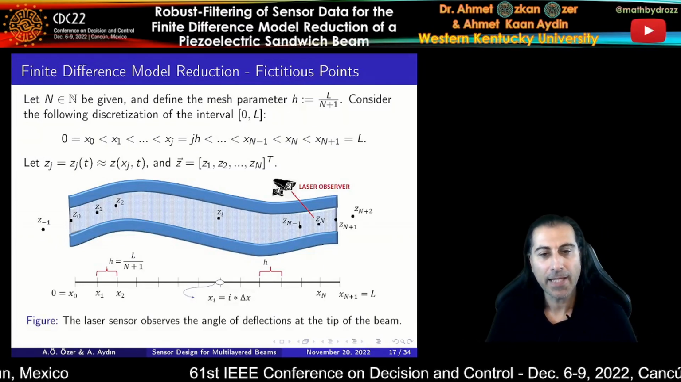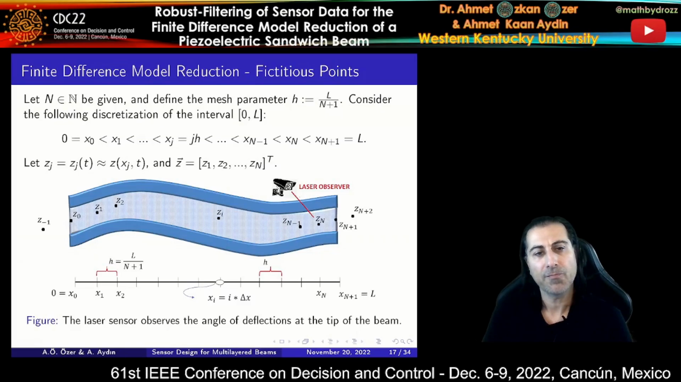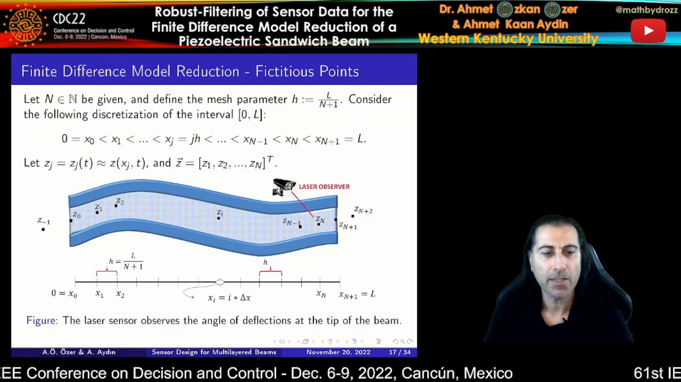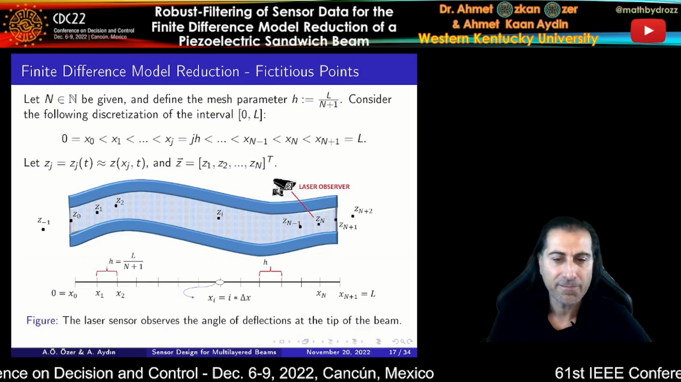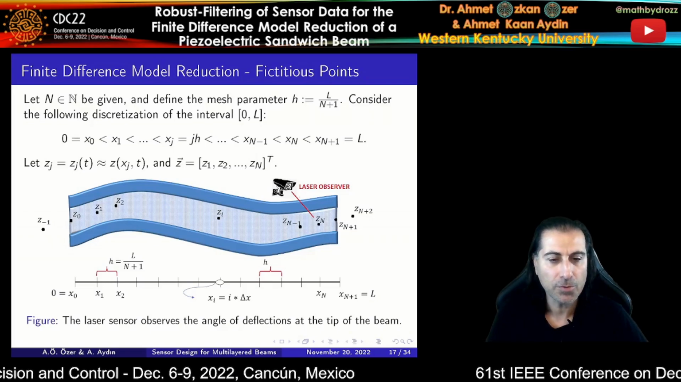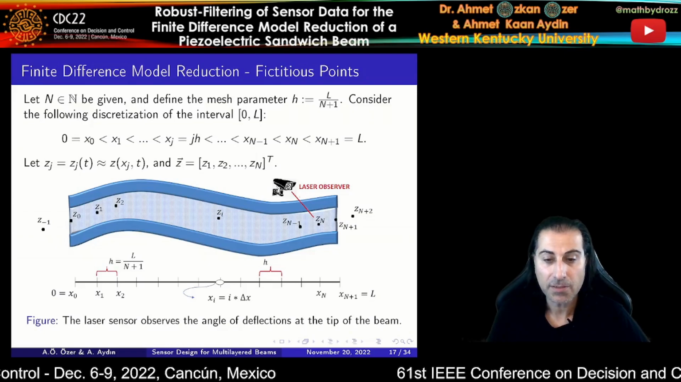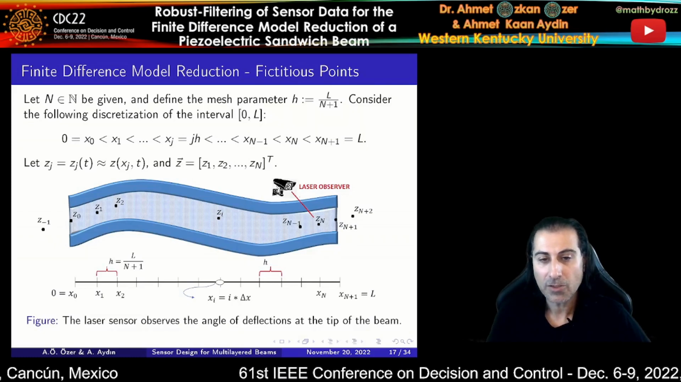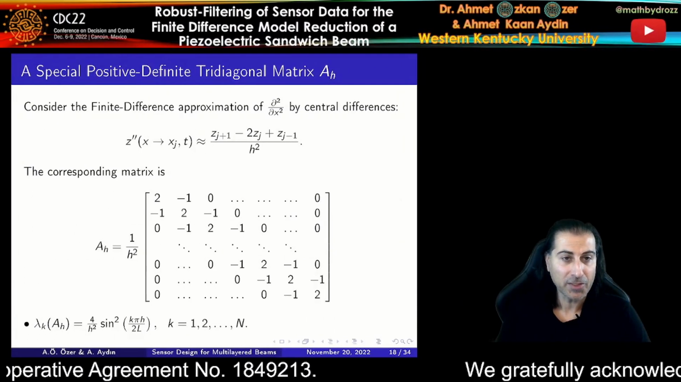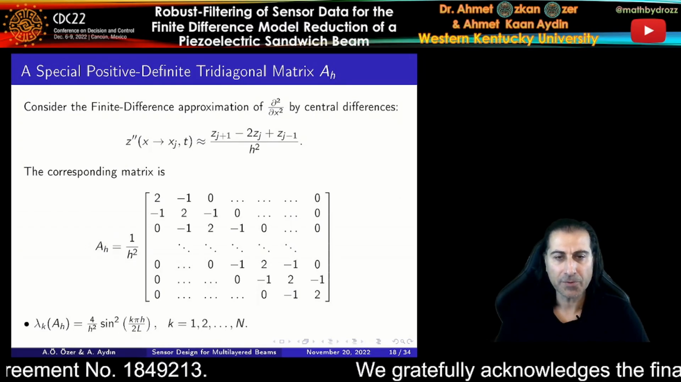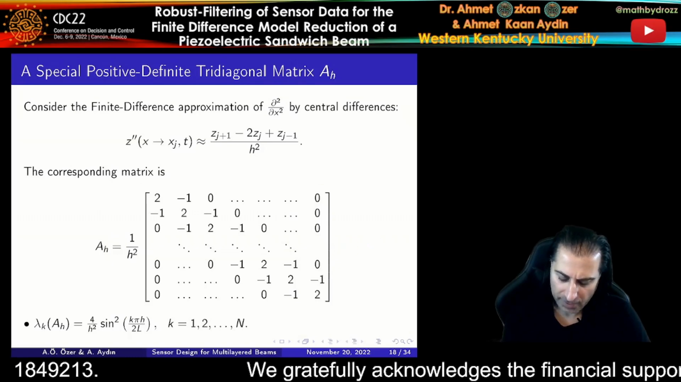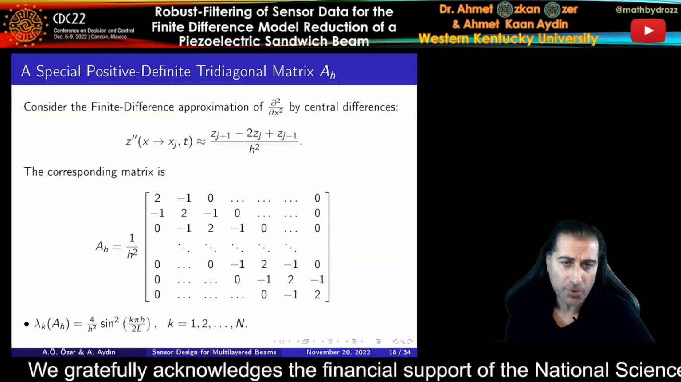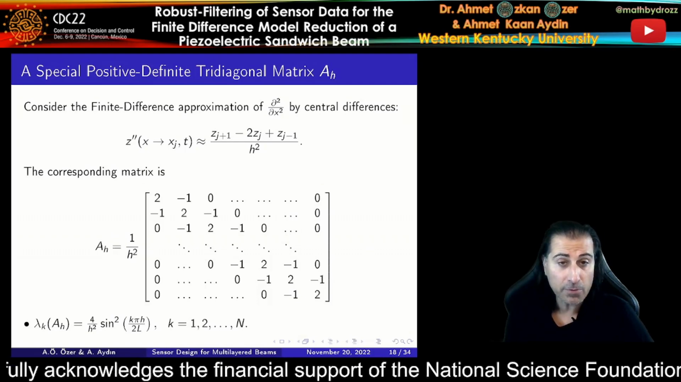All right, since we're done with the PDE model, now we can change gears to the finite difference model reduction, and we simply discretize only the space variable x, so the length of the beam is split into n equal pieces. Because of the higher order derivatives in the model, we have fictitious nodes z_{-1} and z_{-2}. Now the laser sensor observes the angle of the deflections at the tip of the beam based on z_n, because z_{n+1} is simply 0 because of the hinge boundary condition, so we only observe z_n. Our model reduction is based on how we approximate the second order space derivative by central differences. In fact, this corresponds to this nice tridiagonal band matrix, and for this matrix we know the eigenvalues explicitly for any dimension, and we're going to try to utilize this matrix towards understanding our reduced model.